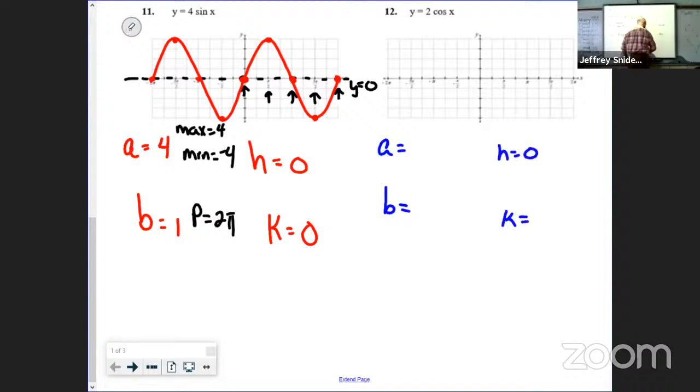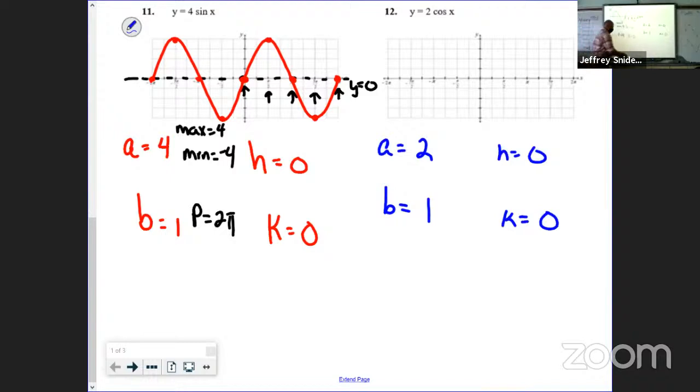I don't know why I put a 0 there. I think it's already a 0, but here we go. So A is 2. B is the coefficient of x, 1. H is what's being added to x, 0, or subtracted from it. And K is what's being added up, 0.